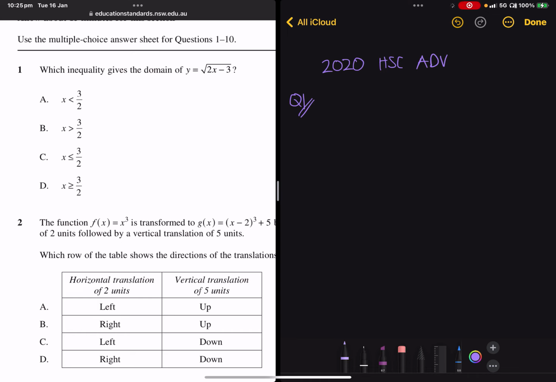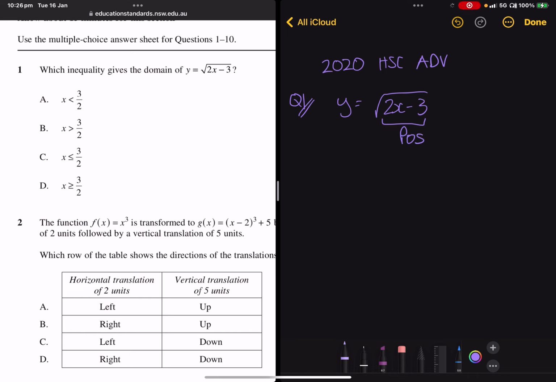So which inequality gives the domain of this function? Well, we're told y is equal to the square root of 2x minus 3. Now, domain is x values. So we're thinking which x values can we put into this function and get a y value out. Now, we're not allowed complex numbers, so what is under the square root must be positive. So this has to be positive.